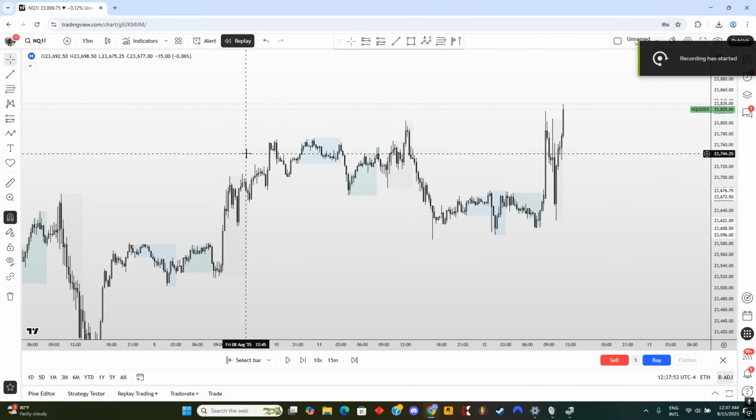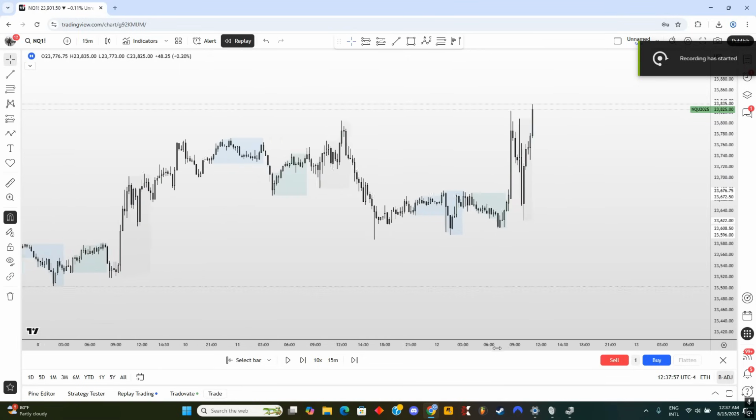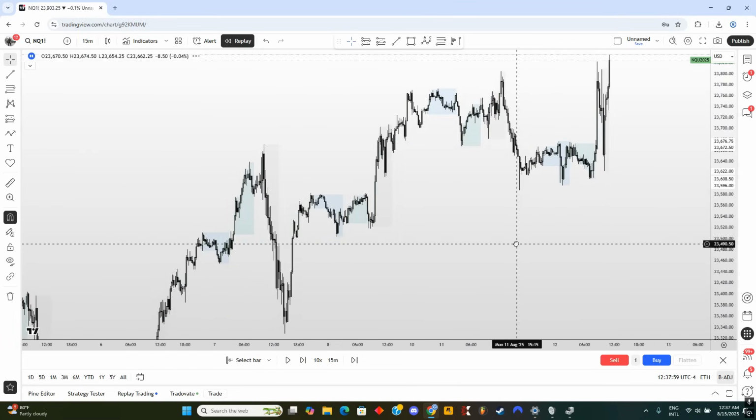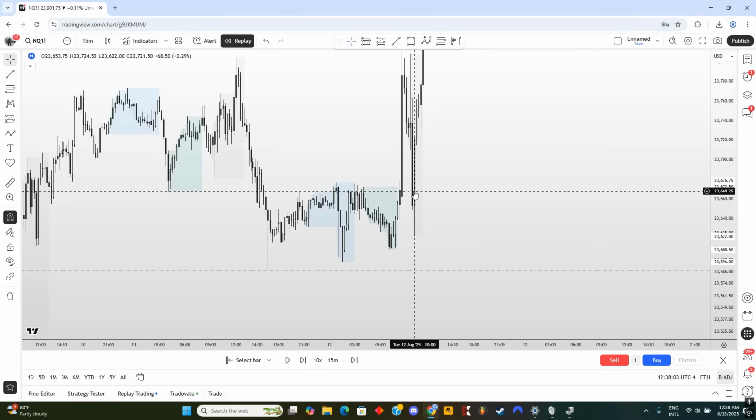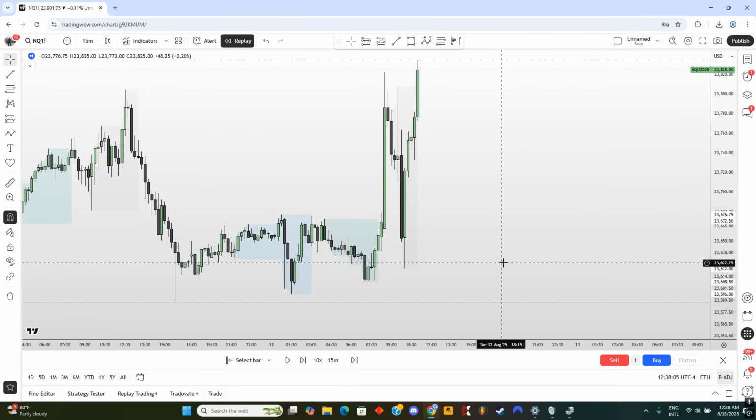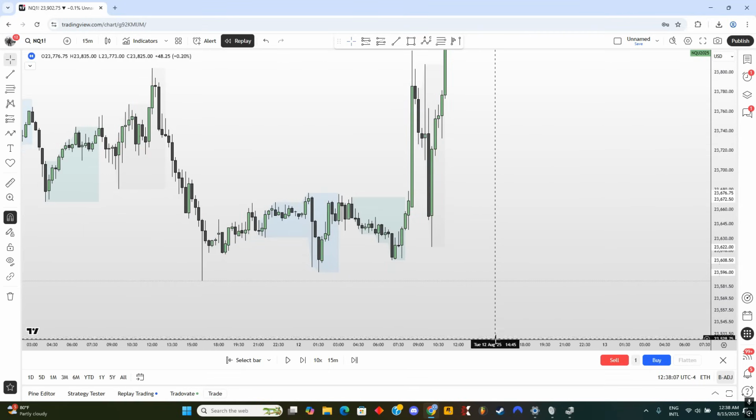All right, so here is example number 1, and you can see that we are bullish overall. So I was expecting higher prices on this day. This is Tuesday. And notice what we got here.